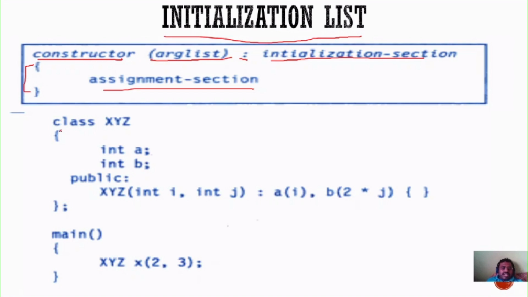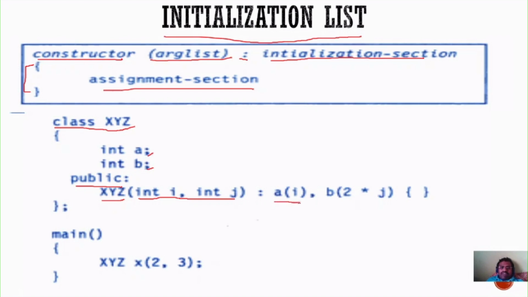Now, let us take an example. Class XYZ. It is going to have two private data members: int a, comma, int b. Now I am going to create a constructor called XYZ. As you know, the constructor has the same name as the class. It is going to take two arguments here, i, comma j. Now in the initialization section, we define how to assign the values for the private data member a as well as the private data member b.